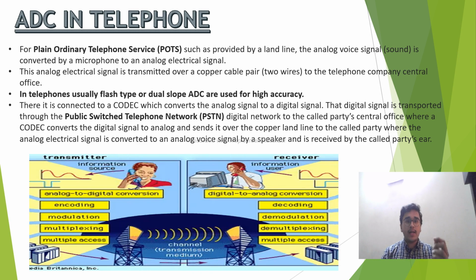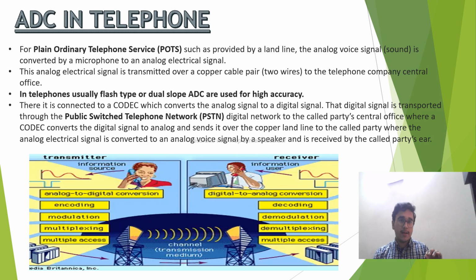For plain ordinary telephone service, such as provided by the landline, the analog signal is converted by a microphone into an analog electrical signal. This electrical signal is transmitted through a copper cable to the telephone company's central office. This is the basic information, that only the digital signal is transmitted to the central telephone office. In telephones, usually a flash type ADC or dual slope ADC is used, for accuracy as well as speed.